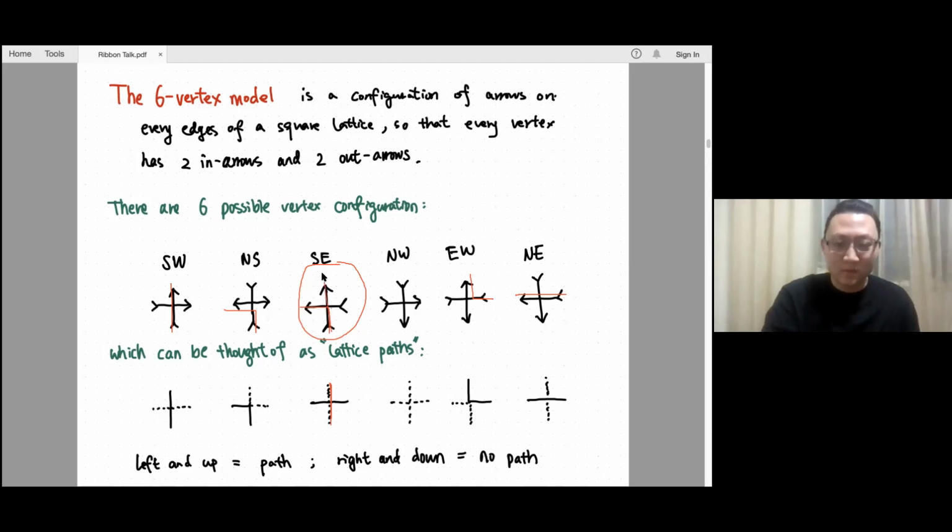Oh, I see. So this one is this, where you have a path everywhere. Okay, that makes sense now. Because every arrow in this vertex is up or left. And the bijection is that whenever there is a left or up arrow, then we think of it as there is a path. So in this vertex, there is a path taking over the entire place.